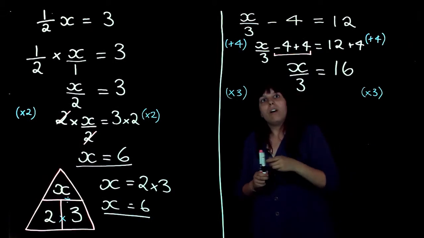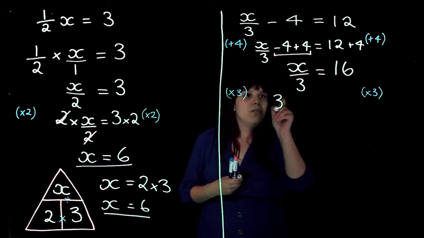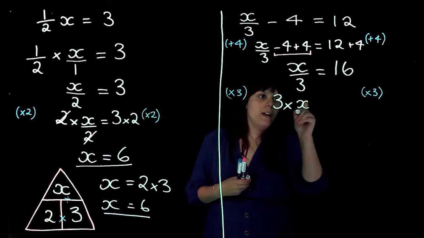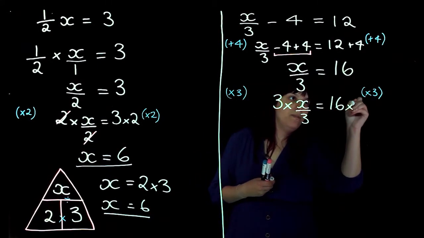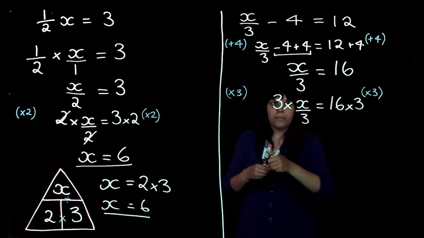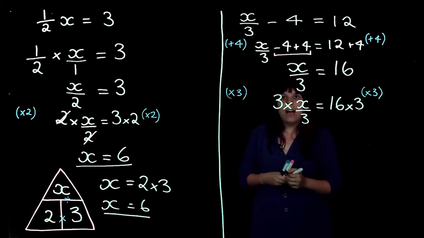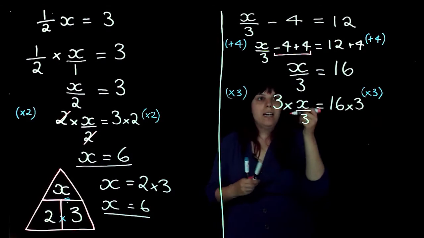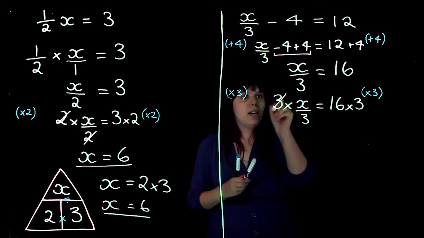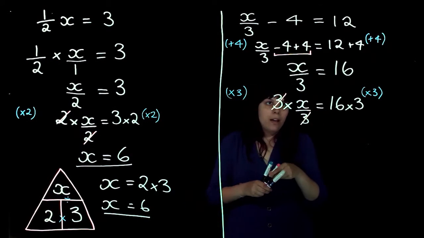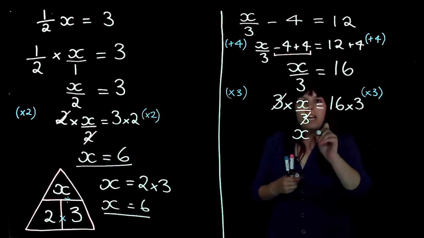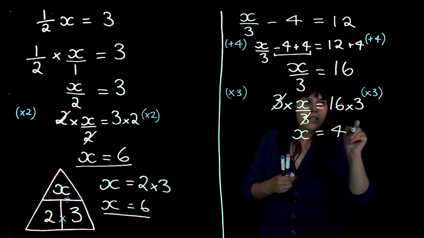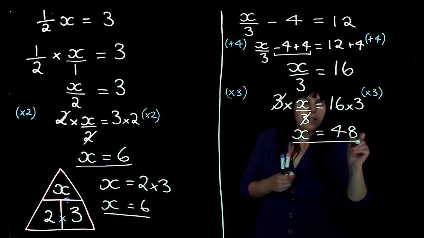So I can rewrite that as 3 times x over 3 equals 16 times 3. And now I know that the 3 times and the divide by 3 cancel each other out to give me 1. So I'm left with x on this side. And 16 times 3 is 48. So that is going to be my solution.